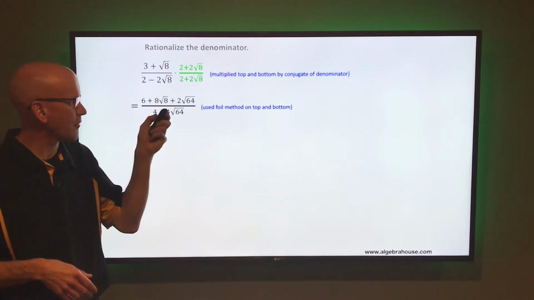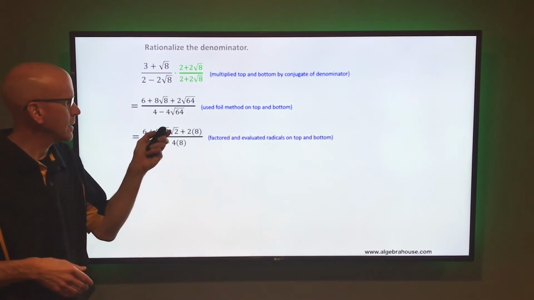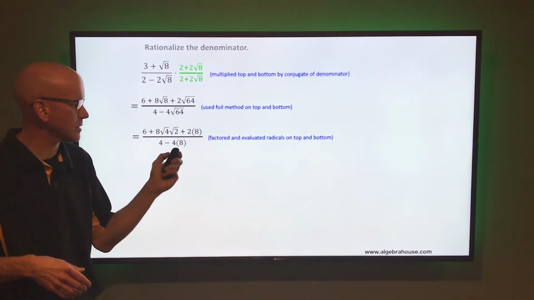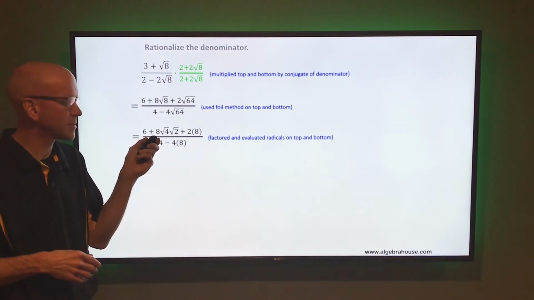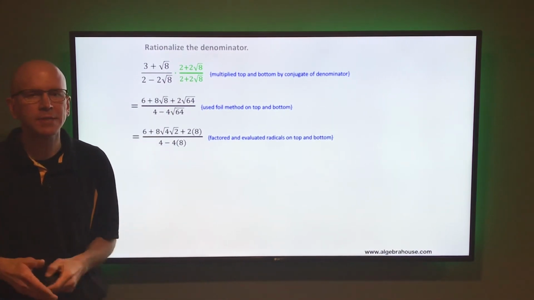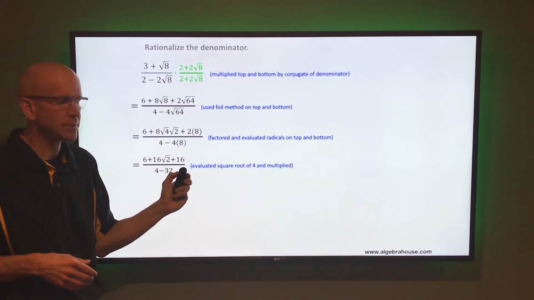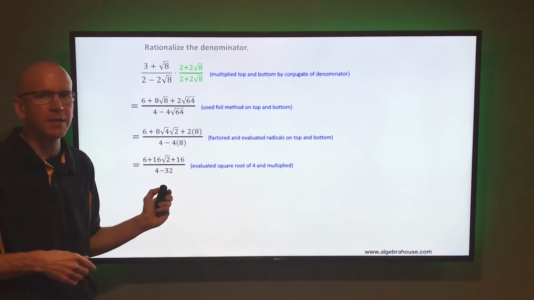Clean this up, simplify this. That square root of 8 can be broken down into the square root of 4 and square root of 2. Square root of 64, that is 8. And in the denominator, again, the square root of 64 is 8. Keep simplifying this. In the numerator, square root of 4 is 2, so that'd be 8 times 2, which is 16 times the square root of 2. Also in the numerator, 2 times 8, that is 16. Back to the denominator, 4 minus 4 times 8, that'd be 4 minus 32.